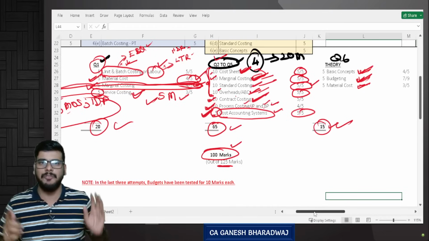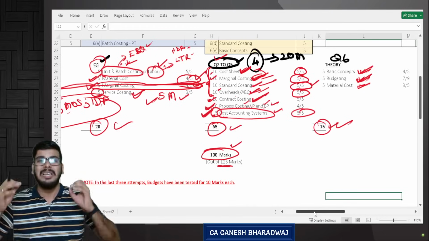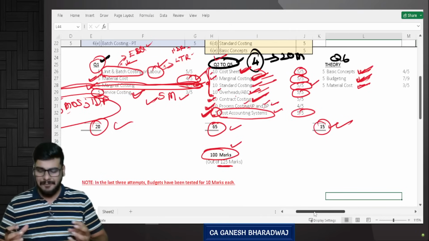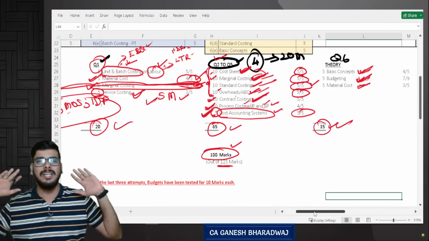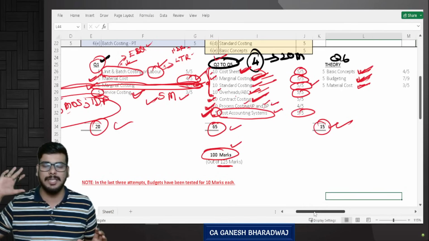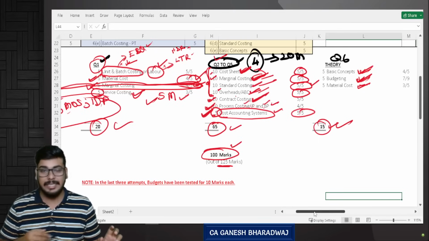No, you just throw it off. You look at it rationally, and I'm telling you, it is as simple as that. I've just broken down the entire syllabus into small, small pieces, and I'm telling you, this is all it takes to score an exemption in costing. Clear with this, guys? So these are the important chapters.